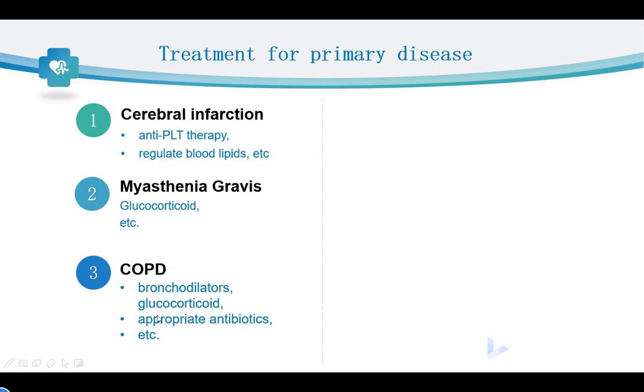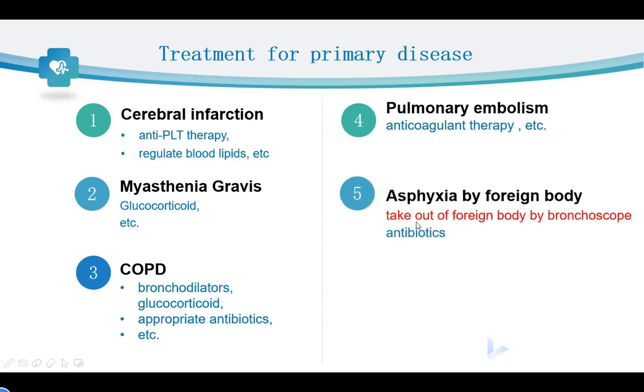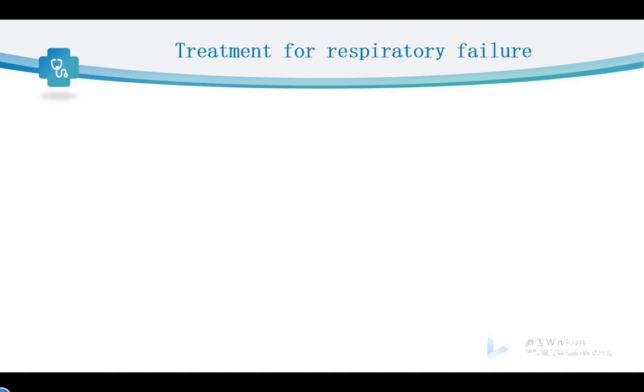Bronchodilators, glucocorticoids, appropriate antibiotics, and other therapy are required for the patients with COPD. Anticoagulant therapy for the pulmonary embolism, and so on. That's the first part of the treatment for the primary disease. The second part of the treatment is for the respiratory failure.